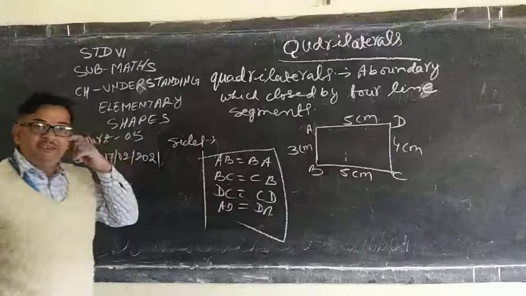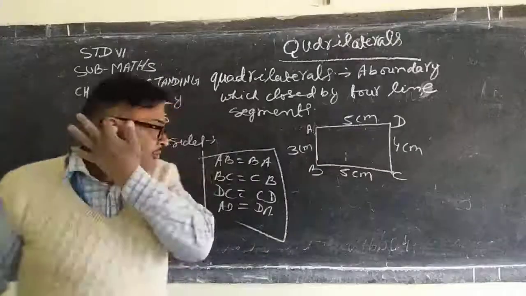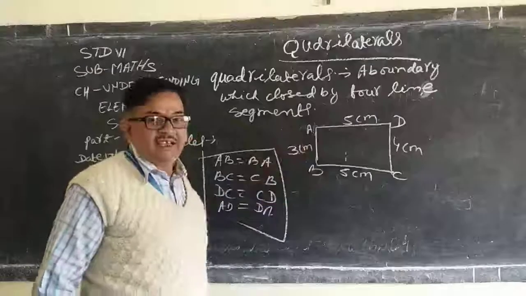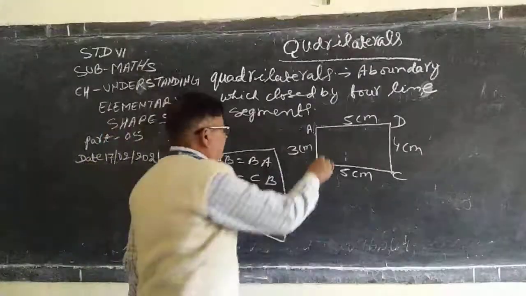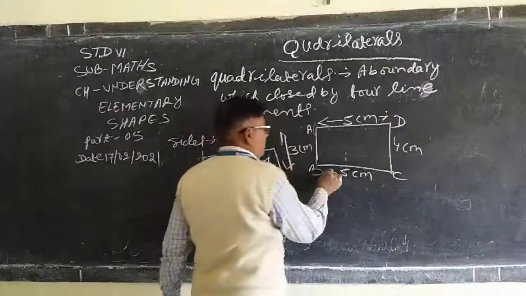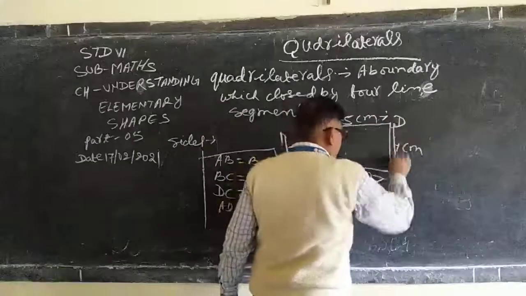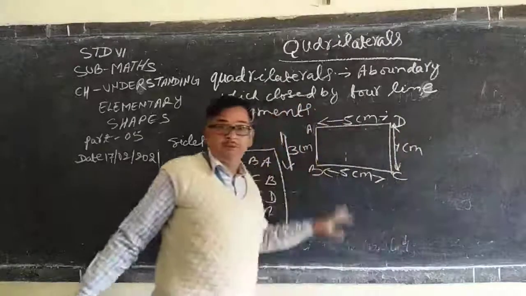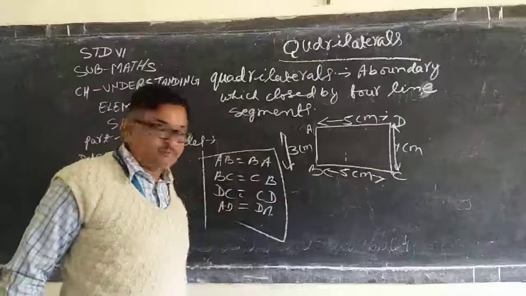So 4 sides are there. In this diagram, see this one. I have taken the lengths 5 cm, 3 cm, 5 cm, and this one is 4 cm. Please listen. A boundary closed by 4 sides.